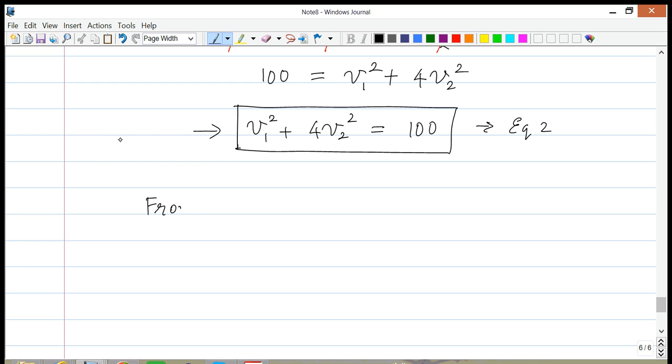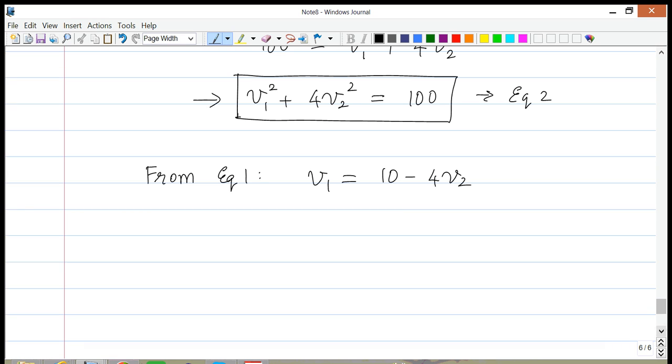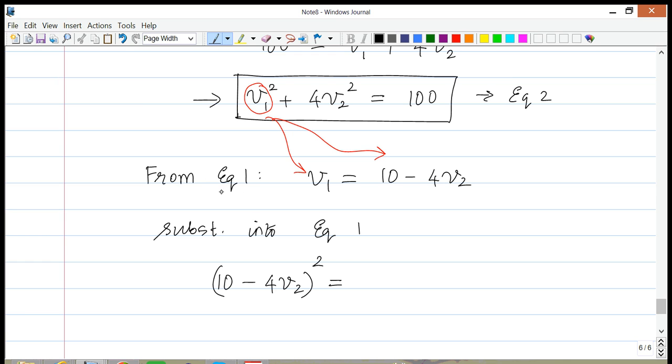So what we observe is from equation 1, v1 equals 10 minus 4v2. We take this and substitute it into equation 2. We'll take this v1 here and replace it with all this stuff. So what you have is 10 minus 4 times v2, the whole squared, plus 4v2, the whole 4v2 squared, is equal to 100.